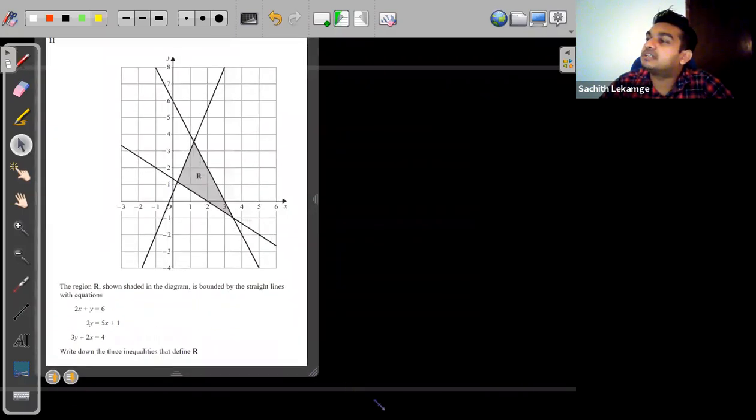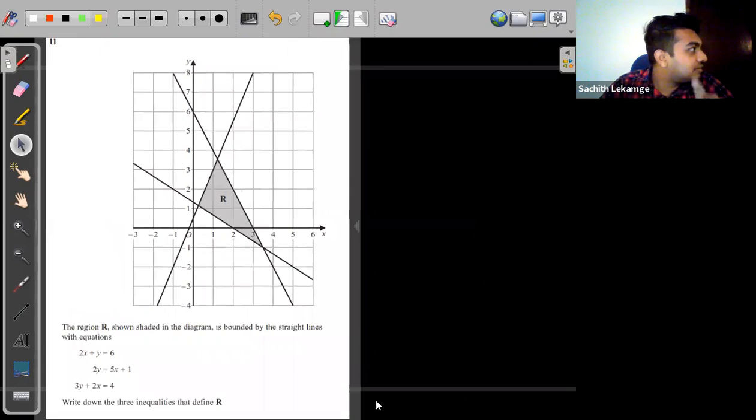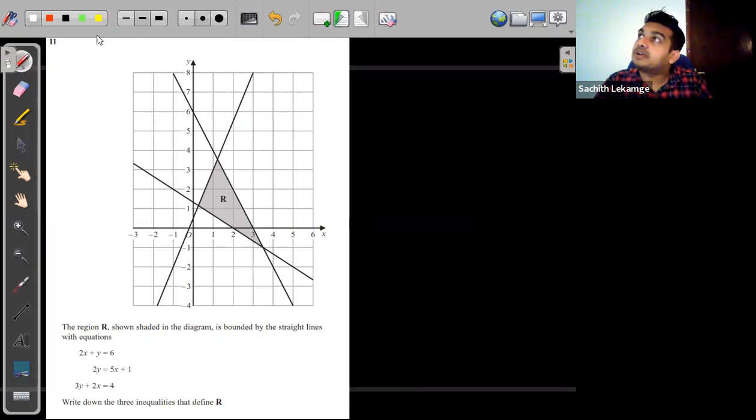Can you all see it? Can you all read it? Okay. So the region R. Now the equations are given. Let me mark the equations. 2x plus y equals 6. If we rearrange, if you bring this over, y equals minus 2x plus 6.